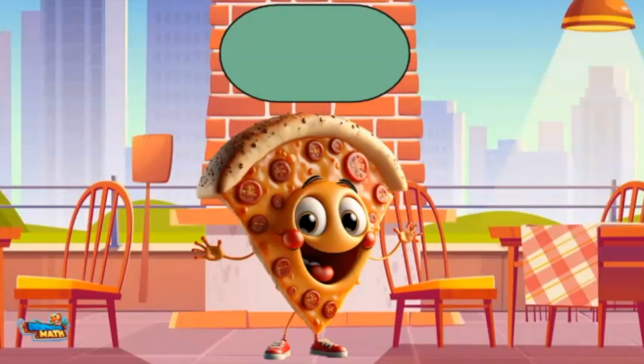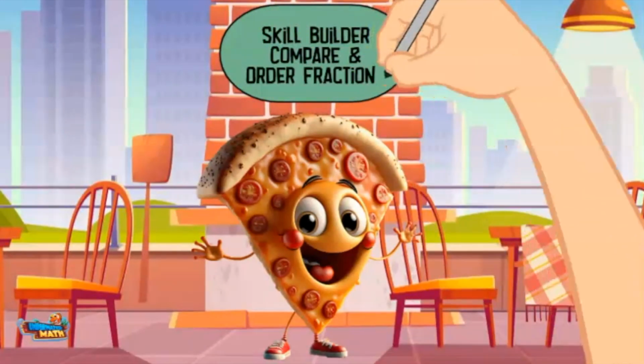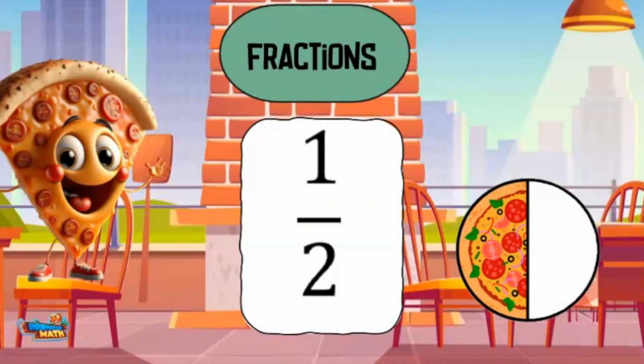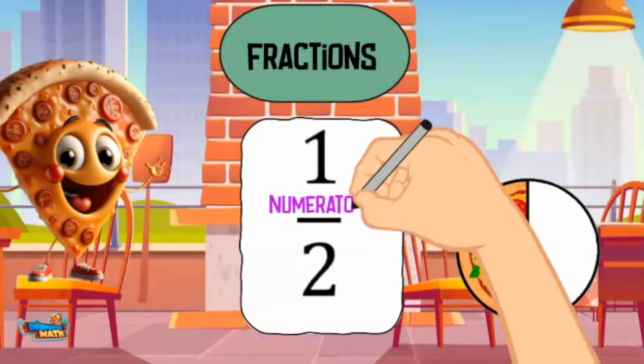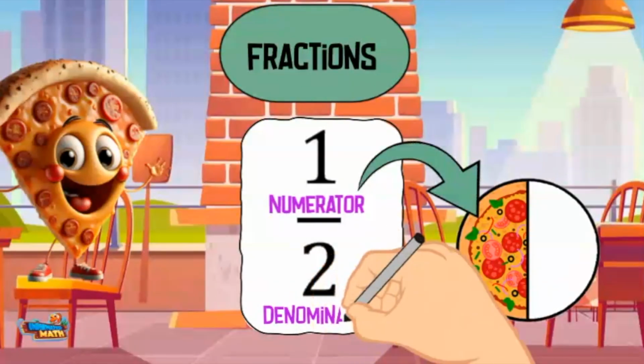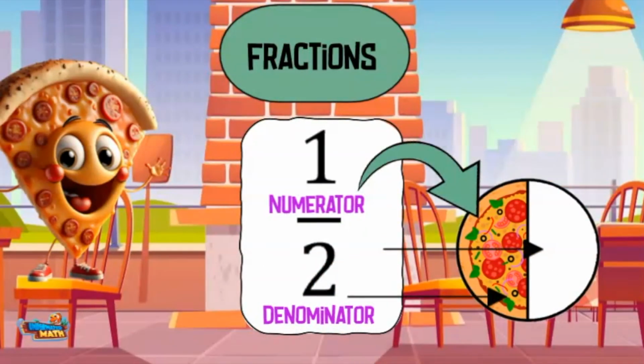Today's skill builder is about compare and order fractions. Fractions are used to represent a part of a whole. A fraction looks like this. The top number of the fraction is called the numerator. This number represents a part of the whole being represented. The denominator is the bottom number and represents the number of equal parts it takes to make the whole.